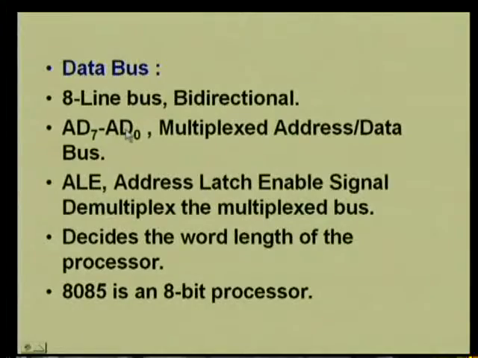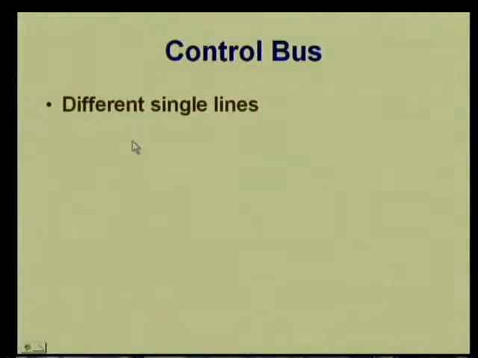Now we can see the control bus. So far we have seen the address bus and data bus, which consist of a number of lines and are utilized as a group. But a control bus doesn't consist of a group of lines; it consists of different single lines used for generation of independent control signals.